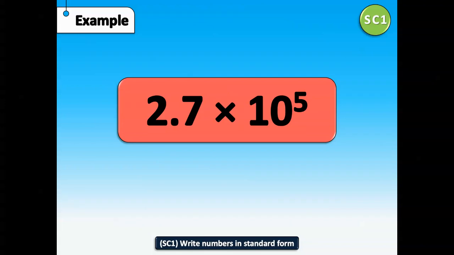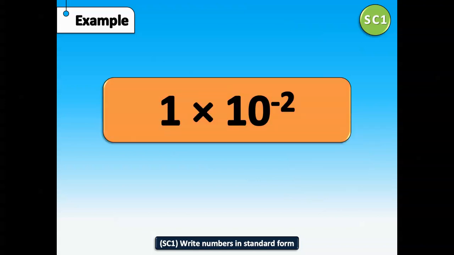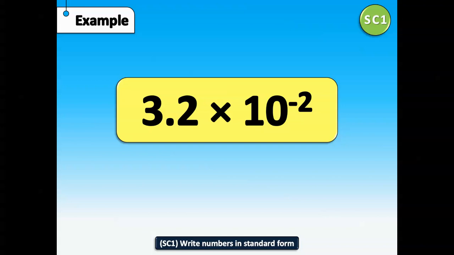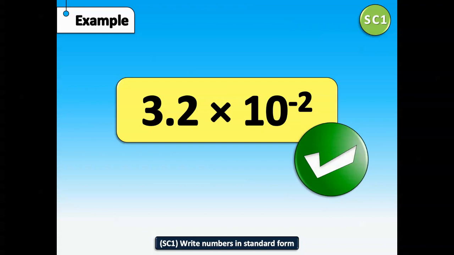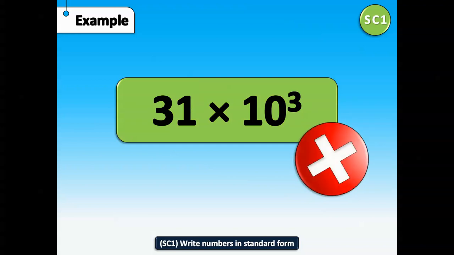So for example, 2.7 times 10 to the power of 5 is in correct standard form. 1 times 10 to the minus 2 is in correct standard form. 3.2 times 10 to the minus 2 is in correct standard form. 31 times 10 to the 3 is not in correct standard form, because the number at the front, the 31, that should be a number between 1 and 10.